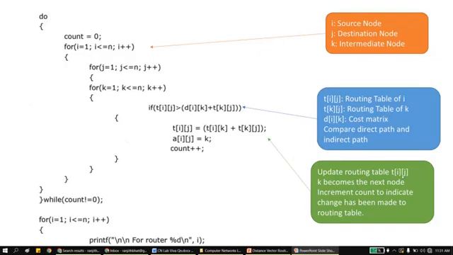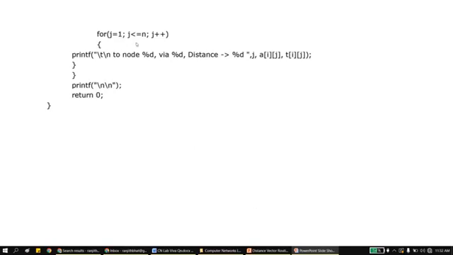So update the routing table T of i j, which is my routing table for i. K becomes the next node, that is the via node. Increment the count, so that the incremented count shows I have made some changes in the routing table. Until then, you keep on running this loop. Finally, we have i equal to 1, i less than or equal to n, i plus plus, so for each router, for the same cases, we are going to print the matrix.